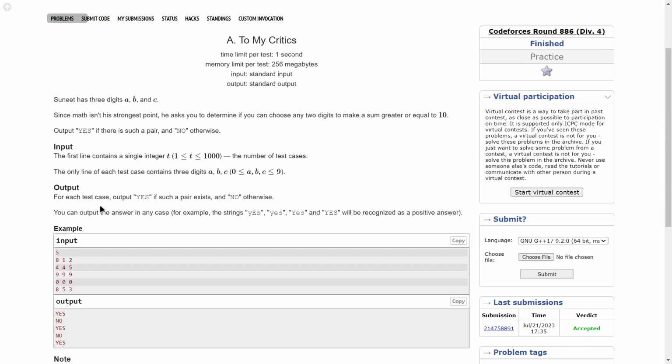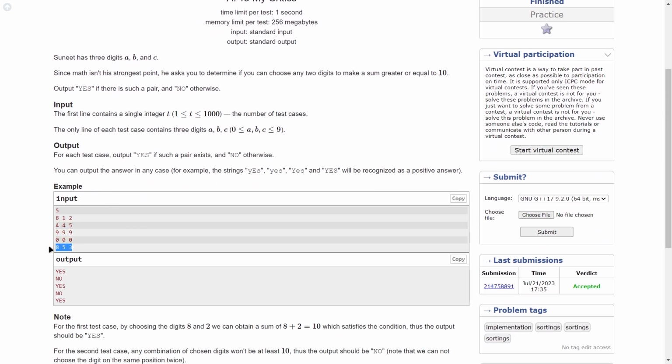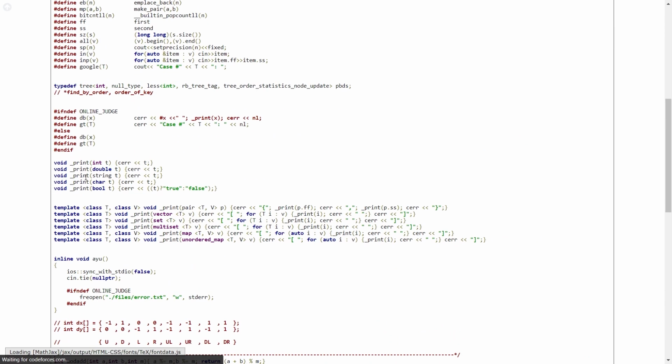I don't think there is much need of discussion in this particular problem, because what you can do is, if there are three digits, then you can take the maximum 2 among them and try to make their sum greater than or equal to 10. If the maximum 2 among these 3 digits cannot make a sum greater than or equal to 10, then it is obviously not possible with the smaller numbers, right? So this was all about this particular problem, and let me just directly show you the code.